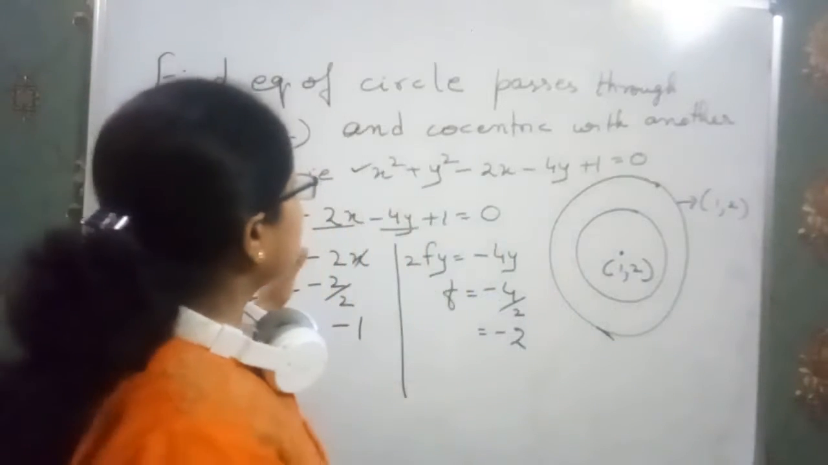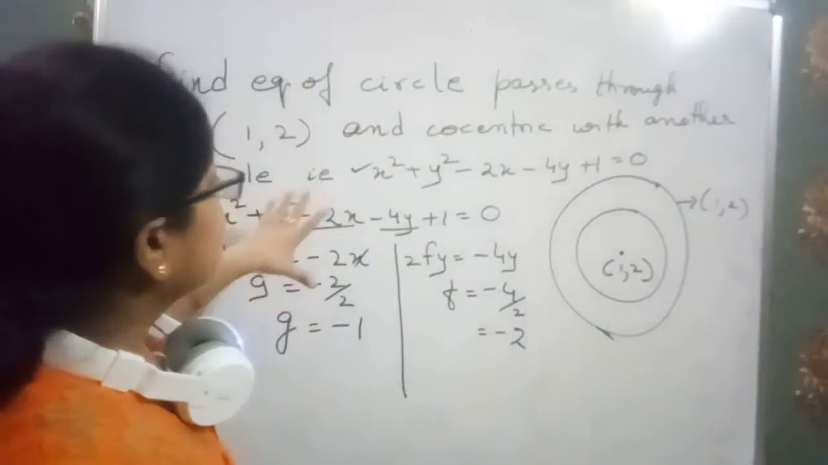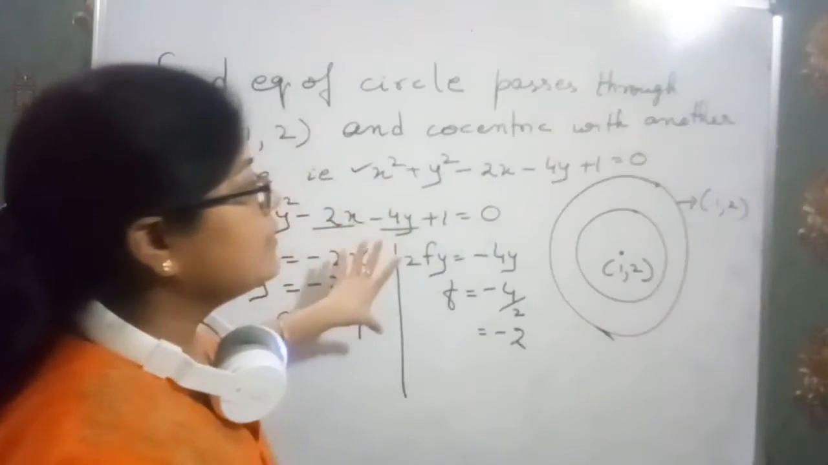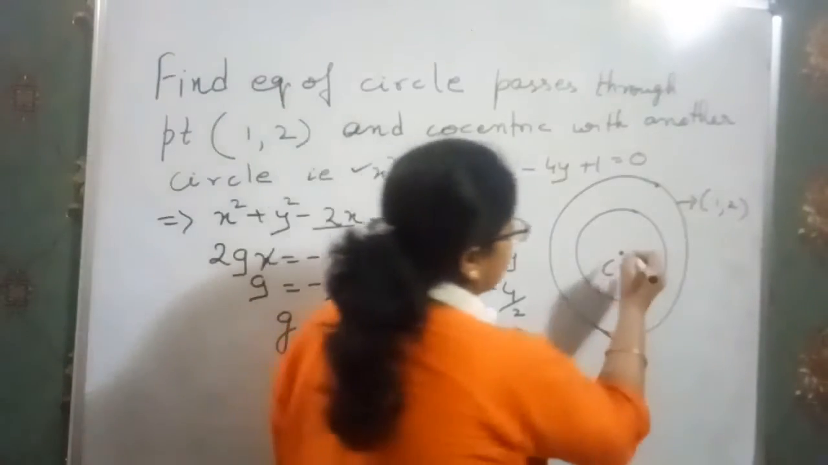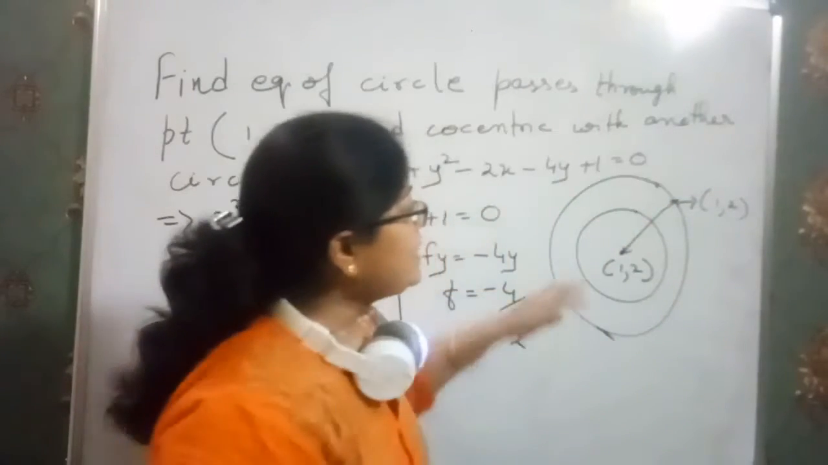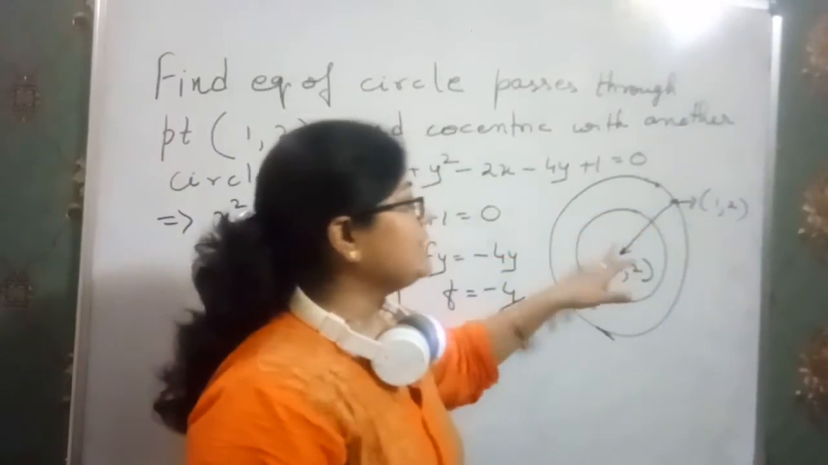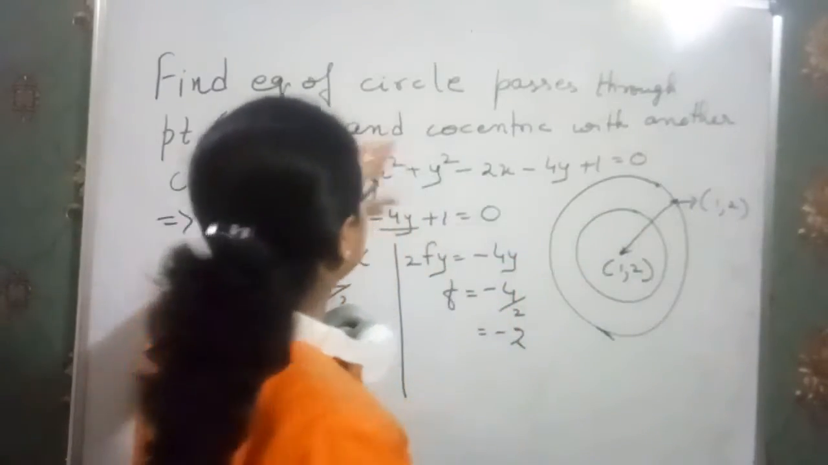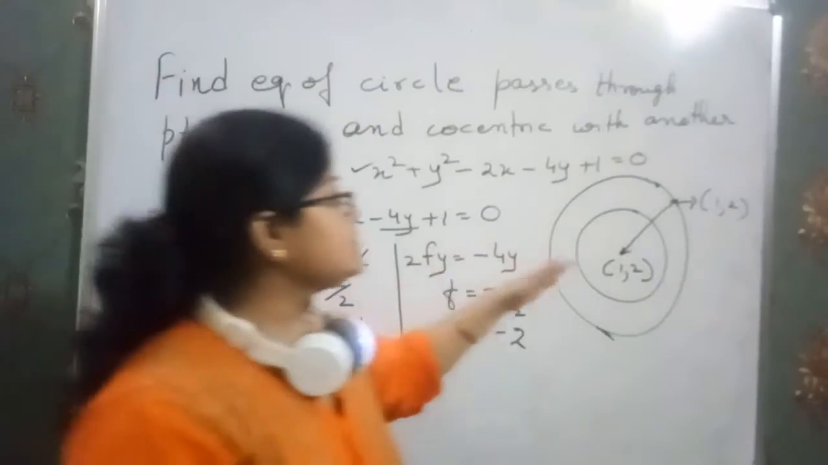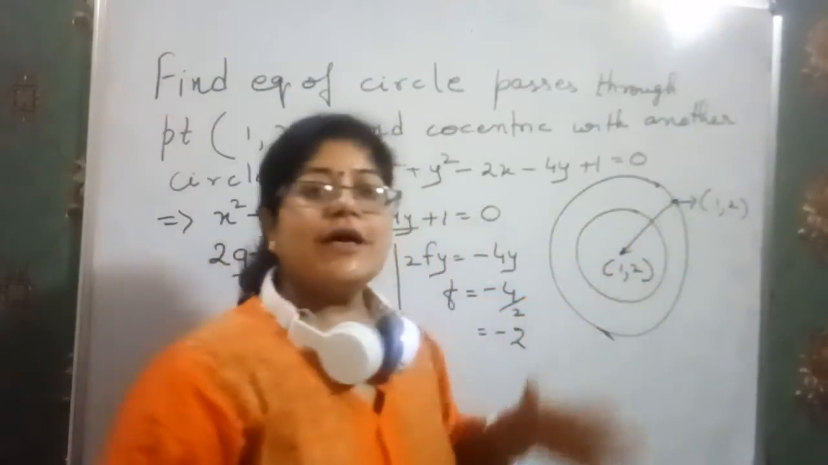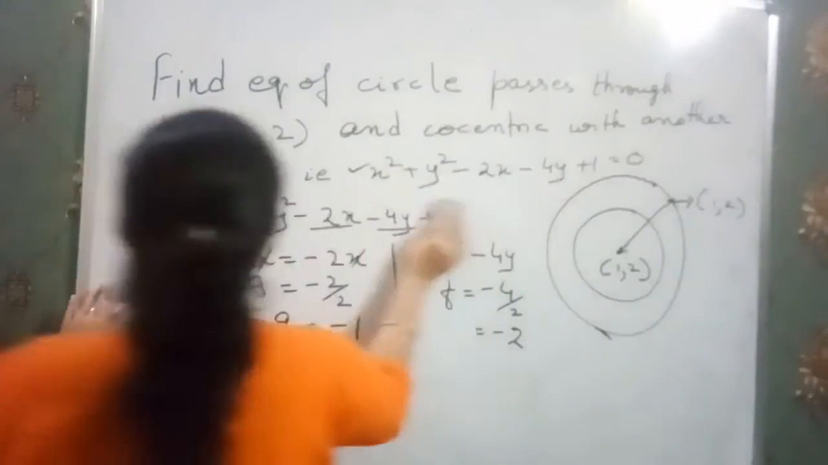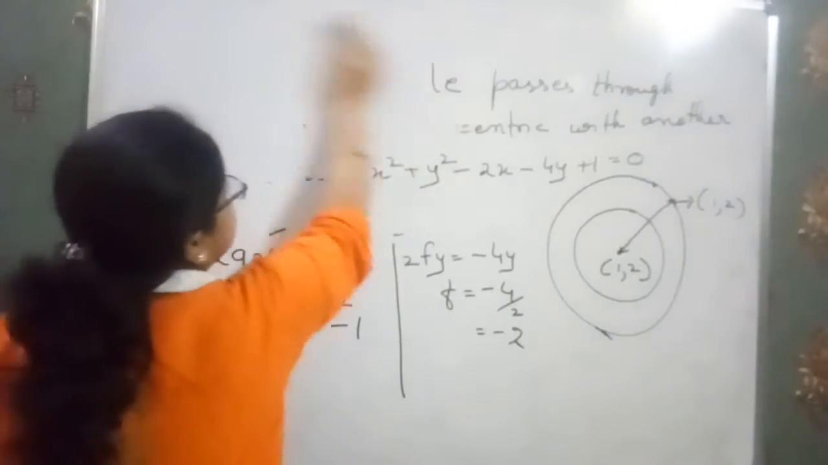Now find also the radius, but we don't take the radius here. The radius is the distance between two points: the point that lies on the outer circle and the center. We don't take the radius value from this circle. Clear? So how do we find the distance between the center and this point? With the help of the distance formula. So I just apply the distance formula.